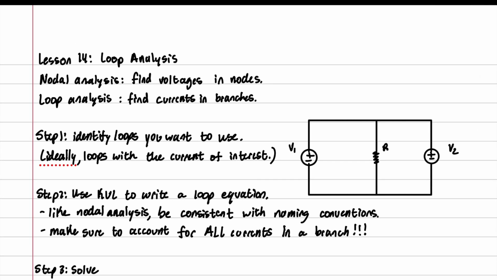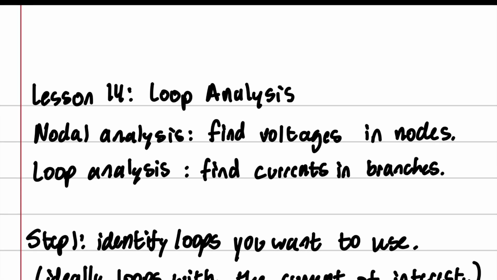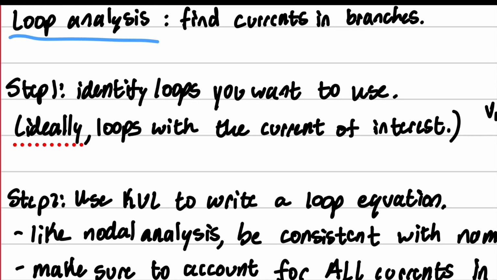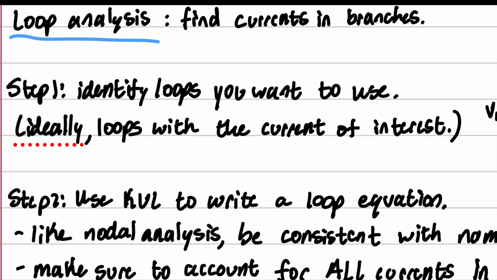Alright, today we're going to go over loop analysis, and here's a little comparison between the two. We have nodal analysis, which we learned in the last two lessons, which finds voltages in the nodes, and loop analysis is finding the currents in the branches. So step one is to identify the loops you want to use, and ideally loops with the currents of interest.